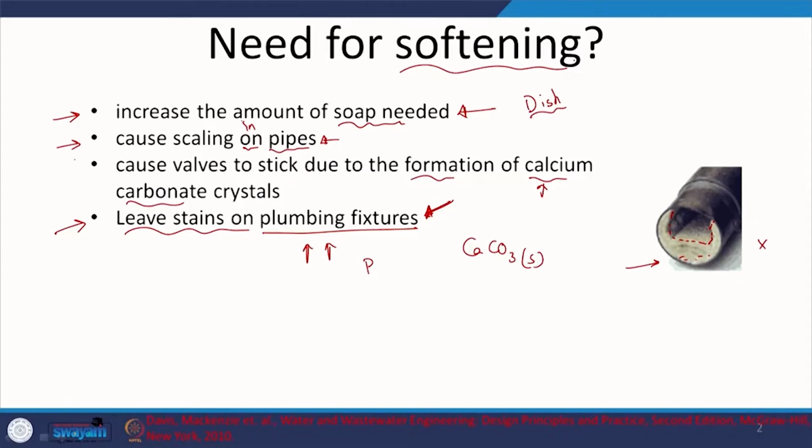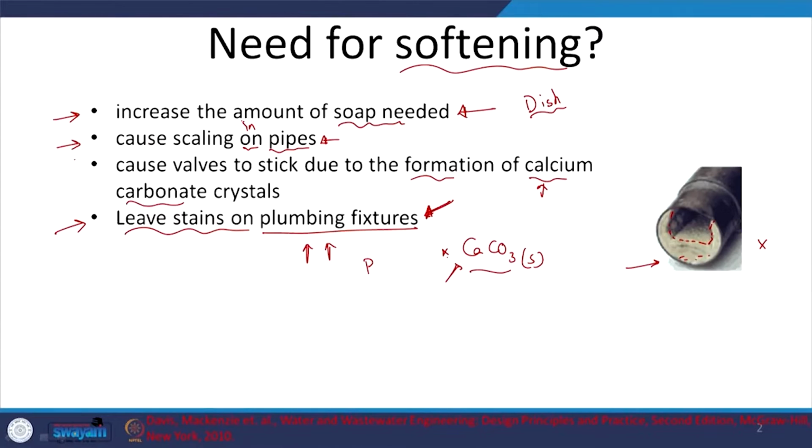You need to add what is sometimes called an anti-scaling agent or softening agent. Why is this? They don't want precipitation of calcium carbonate occurring on or within the dishwasher, and they also don't want the soap to be consumed. So this is one major reason why we want to have softening.